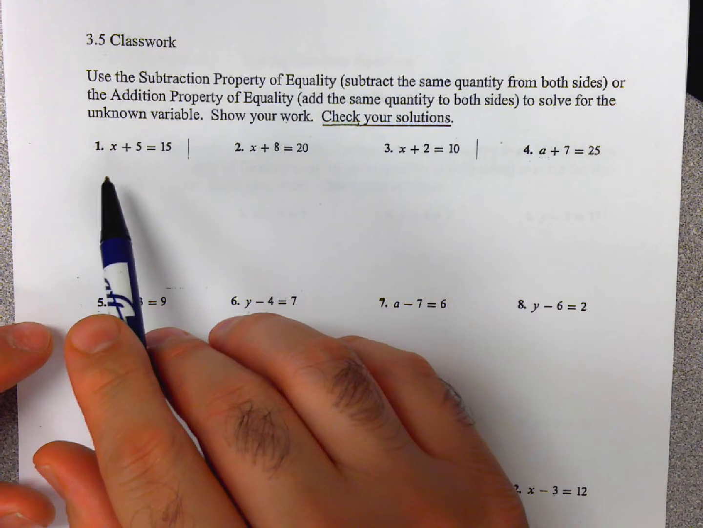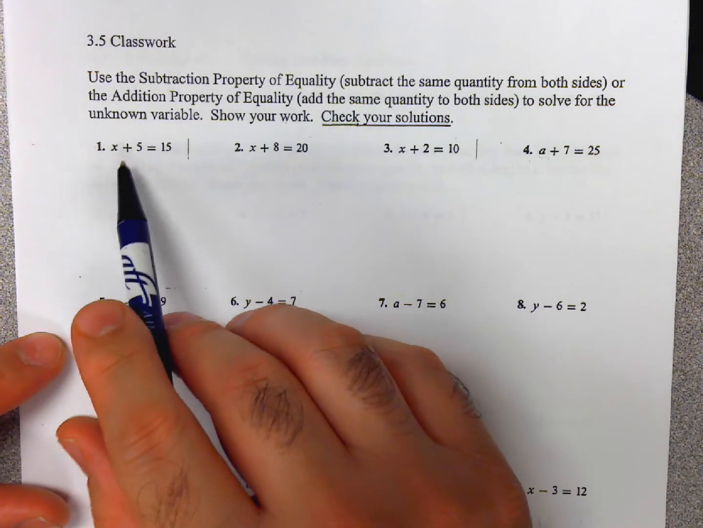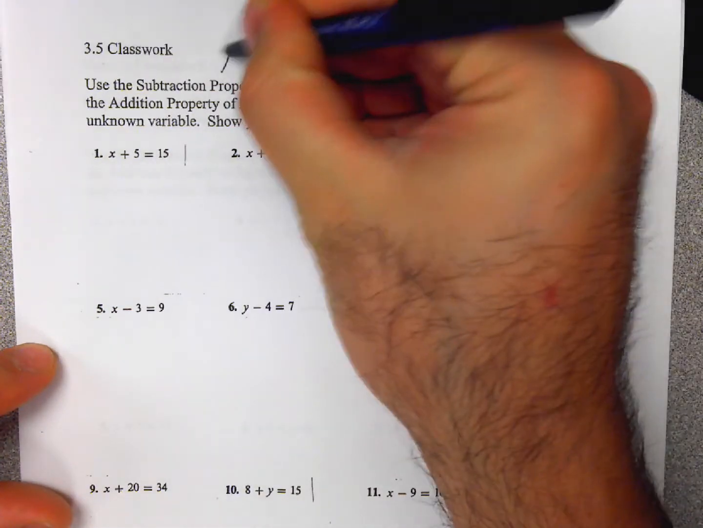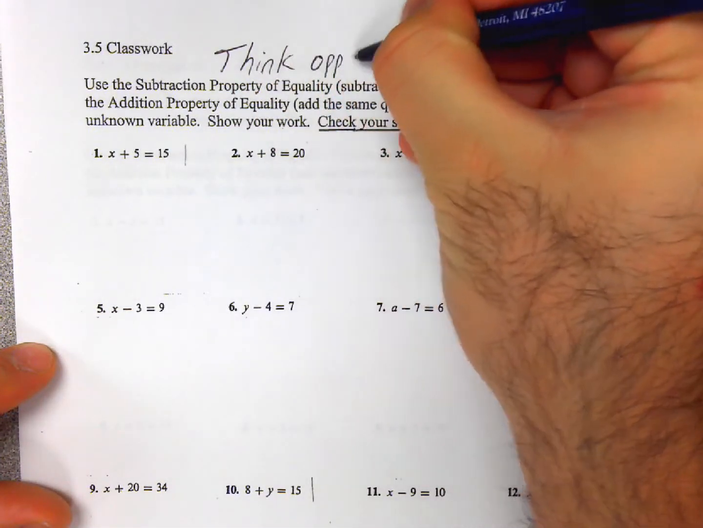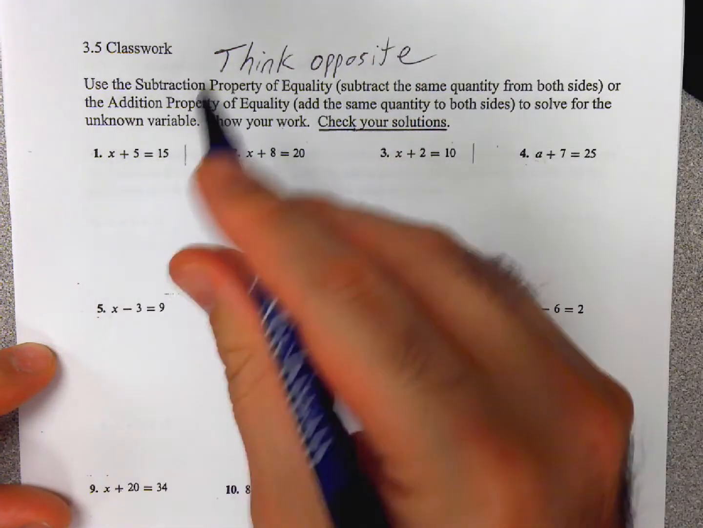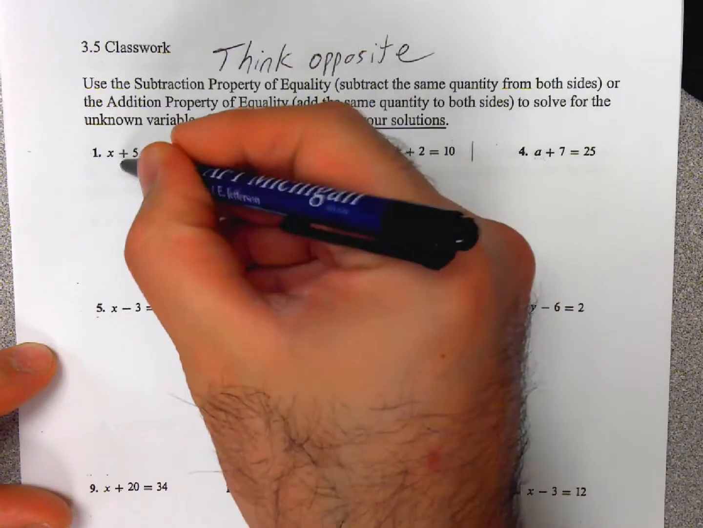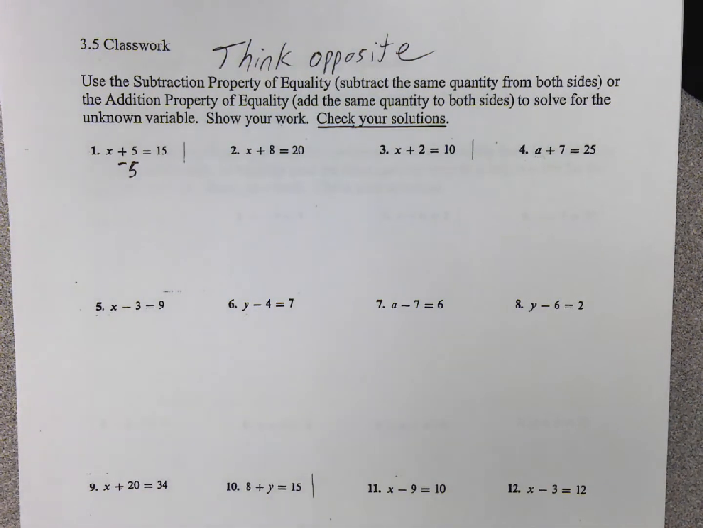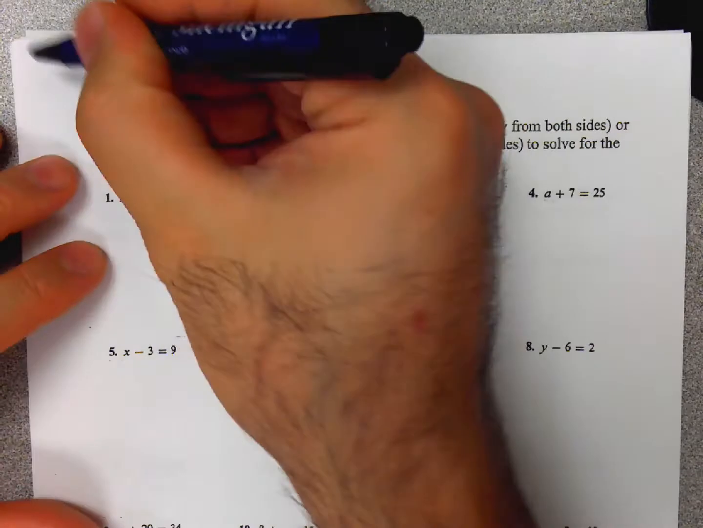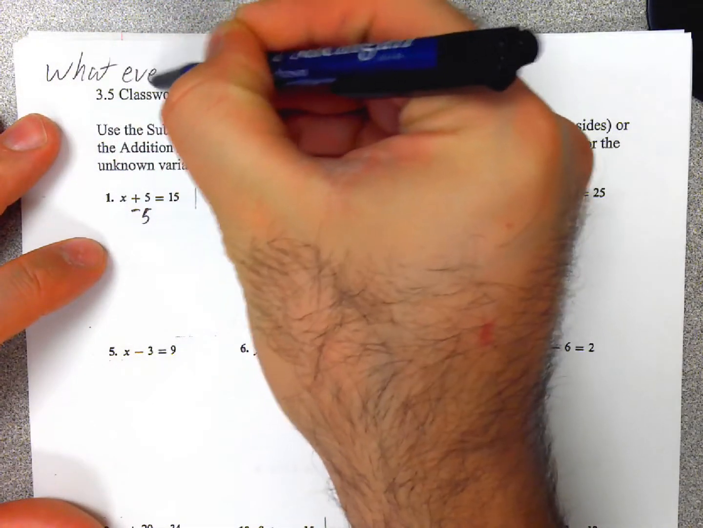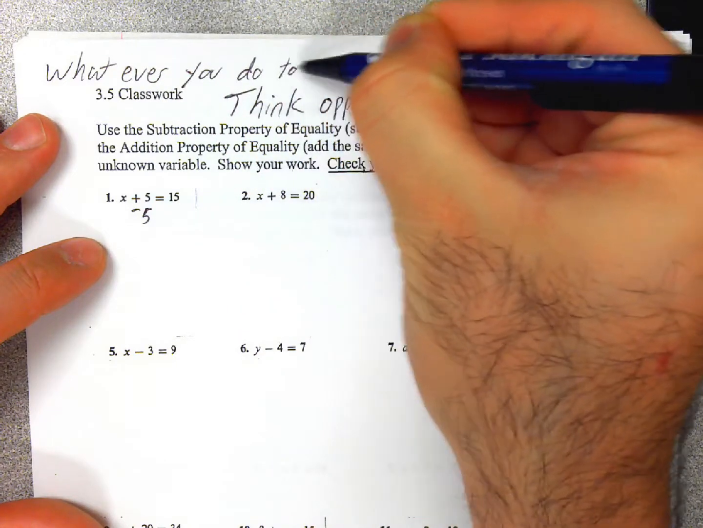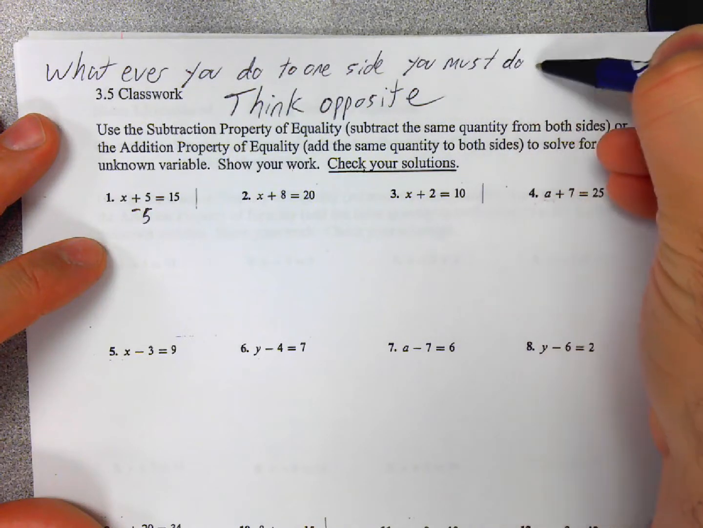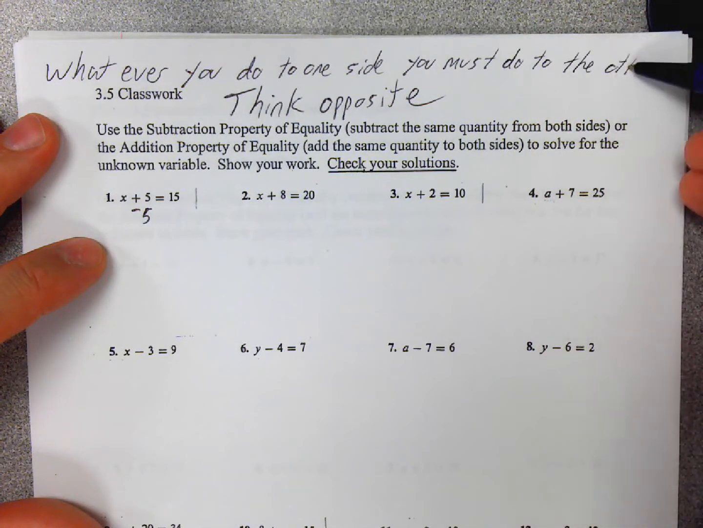X wants to be all by itself, right? Leave me alone, plus 5. So you got to think, how can I get rid of that plus 5? Think opposite. That's what I always do. I say think opposite, all right? And then we can get rid of the 5. So what's the opposite of a positive 5? Minus 5, right? But whatever you do to one side, you must do to the other. So that's our other key too. Whatever you do to one side, you must do to the other side.